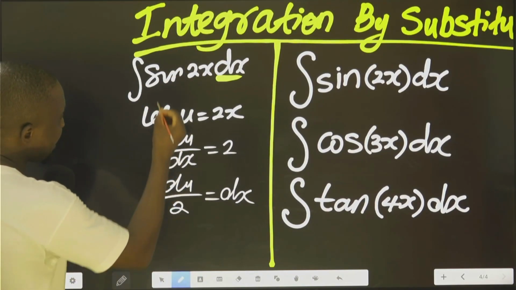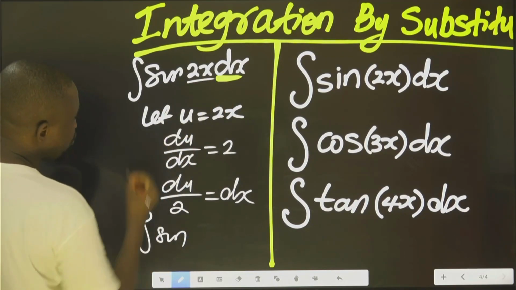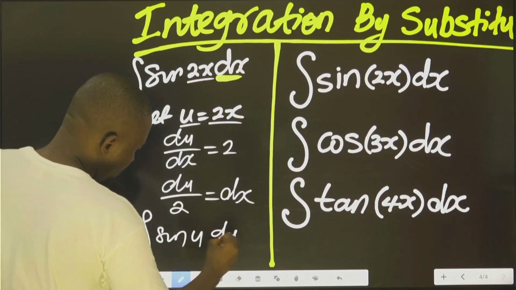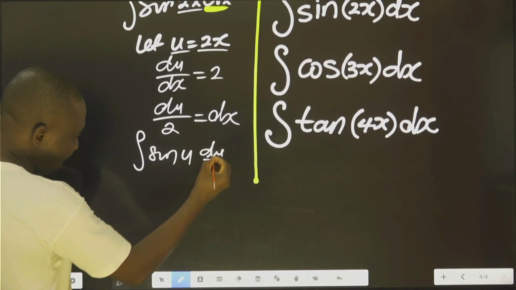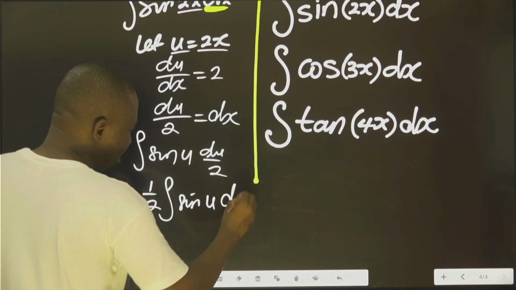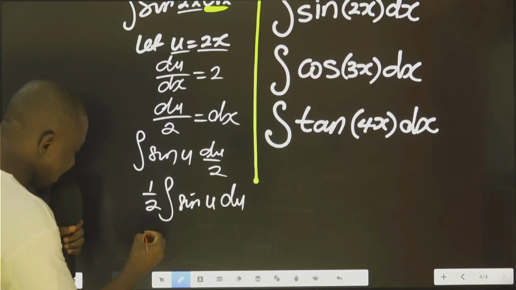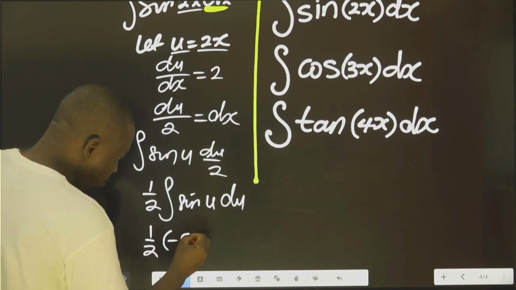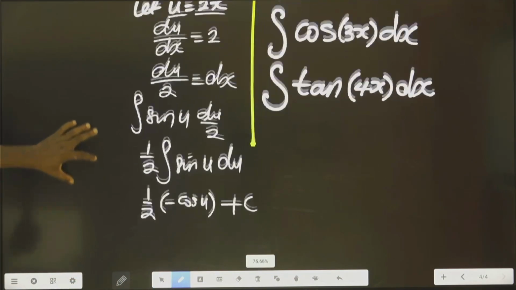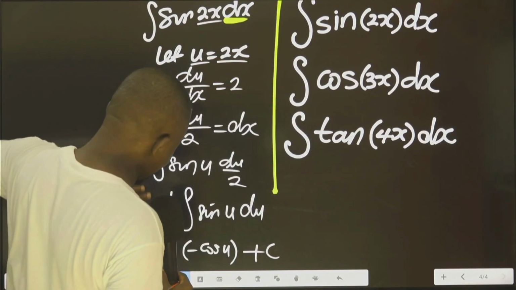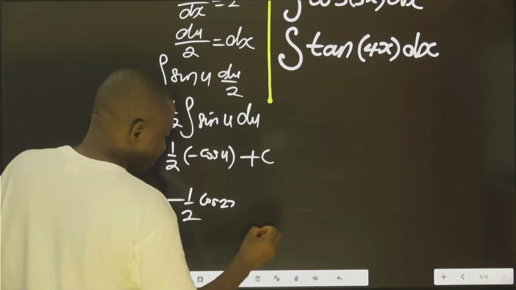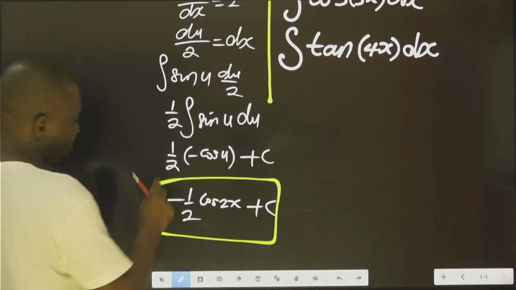You agree with me, we now have something to replace this. So now we can say sine, this 2x is already u. dx now is du over 2. We can bring this 1 over 2 outside to now have sine u du. So what is the integration of sine? It is simply minus cosine u, then plus c. Now all we need to do is to replace u with 2x. You agree with me? This becomes minus 1 over 2 cos 2x plus c. This is the answer. Okay?